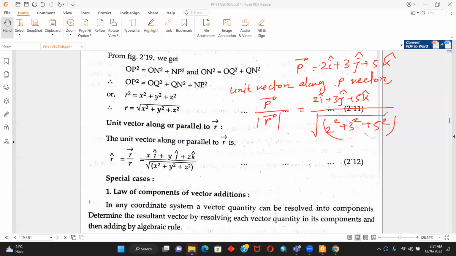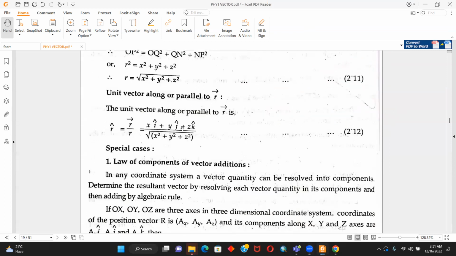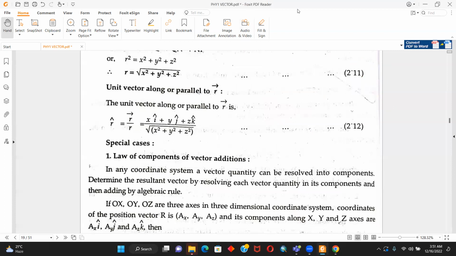Tell me, do you understand this? Very easy thing, not difficult to understand. Are we clear? All right. And this is the basic formula. You can write this down as well. You will need it.